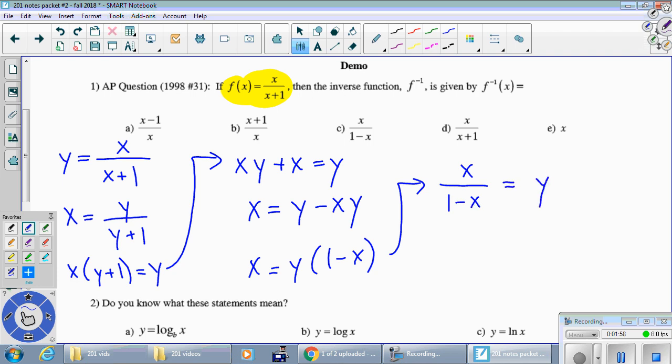And then finally, instead of calling it y here, let's give it a better name. This is really the function f inverse of x. So there's your process. In English, change f of x to y, interchange all of the x's and y's, solve the new equation for the new y, and then at the end, rename that y f inverse of x. So x over 1 minus x looks like choice C is our answer.